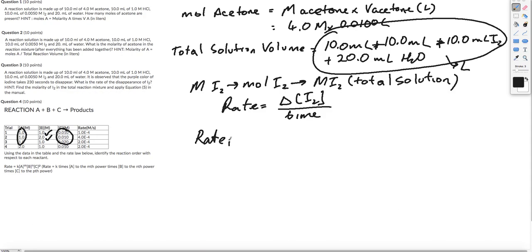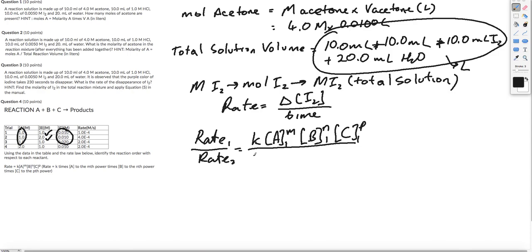You'd say rate 1 over rate 2 equals K, and this would be A to the m, B to the n, and C to the p, and those all have a subscript of 1, and we do the same thing on the bottom one here. Now you can see that the concentrations of A are going to be the same, so they're going to cancel. The K's are going to cancel as well. The C's are going to cancel.